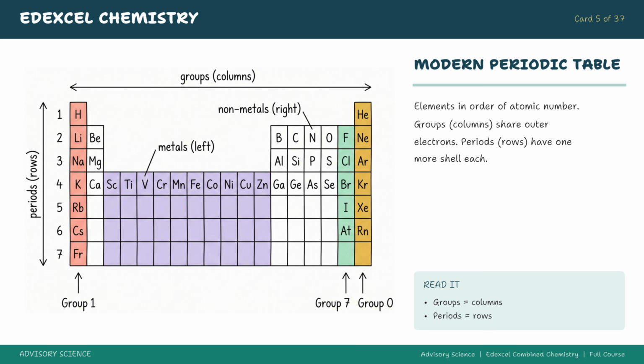If a question asks, why do elements in Group 1 all react in a similar way? The answer is always the same. They all have one electron in their outer shell. Same number of outer shell electrons gives similar reactions.